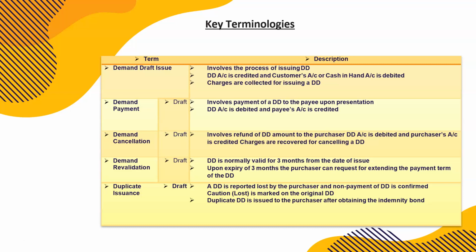Validity is 3 months from the date of issue. Upon expiry, if the customer has not presented the given draft to the payee till now, he can get it extended for any business reasons also. And he can get a duplicate draft issued. For that, we have to mark a caution on the draft and then a duplicate demand draft is issued, right?